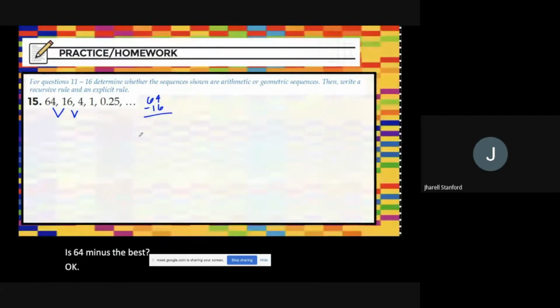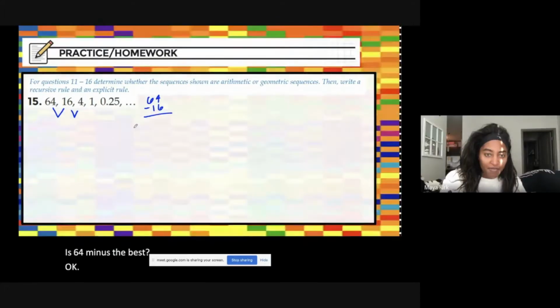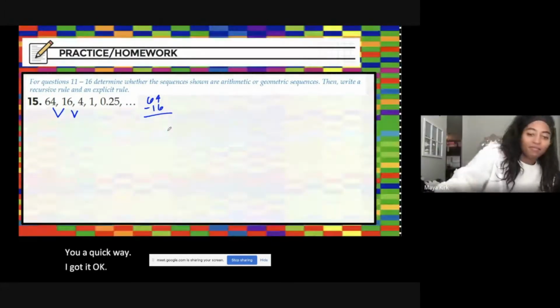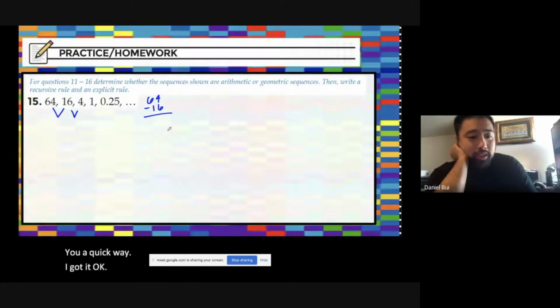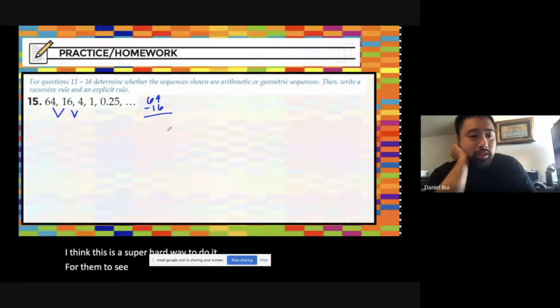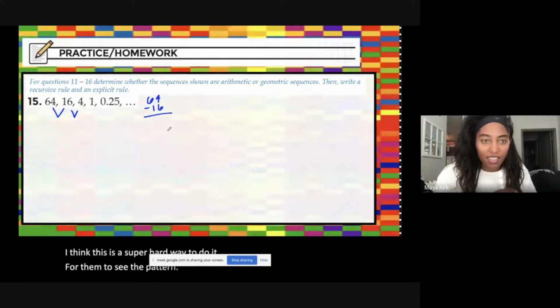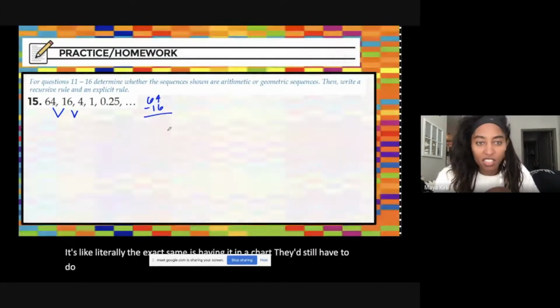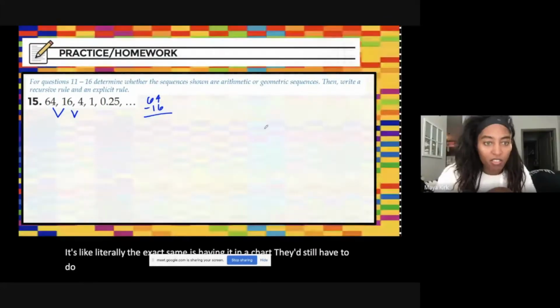Okay. You want to know a quick way? No, I got it. Just give me a sec. I think this is a super hard way to do it for them to see the pattern. It's literally the exact same as having it in a chart. They'd still have to do subtraction. The answer's 48. Right, good.